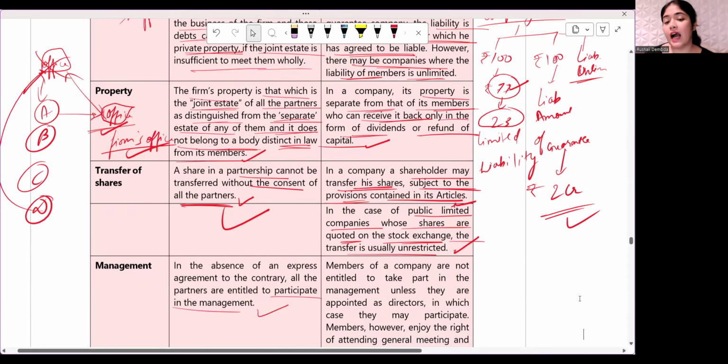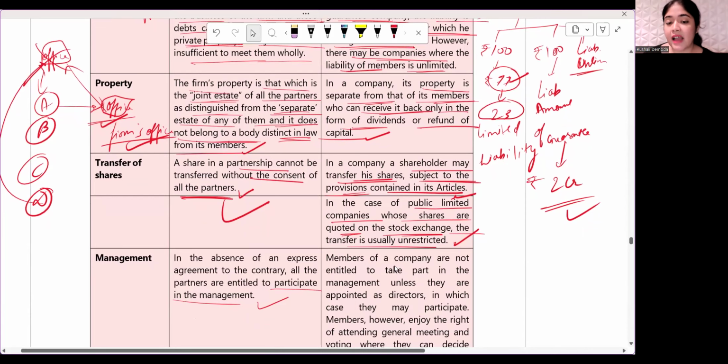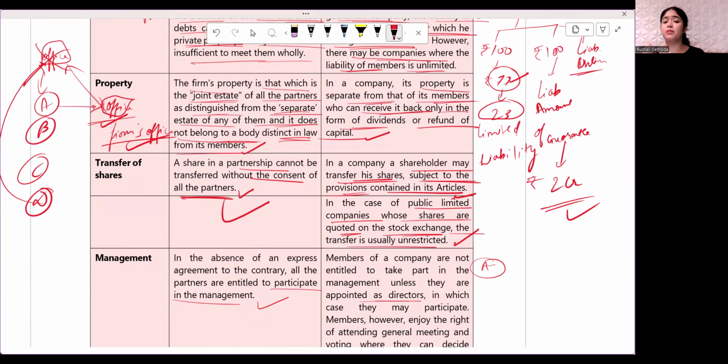Members of the company are not entitled to take part in the management unless they are appointed as directors. Say I am the owner, or you can say I am a member of Tata Motors. I have a share of Tata Motors. I only have one share. Can I be entitled to take management decisions? No, because I only have one share.